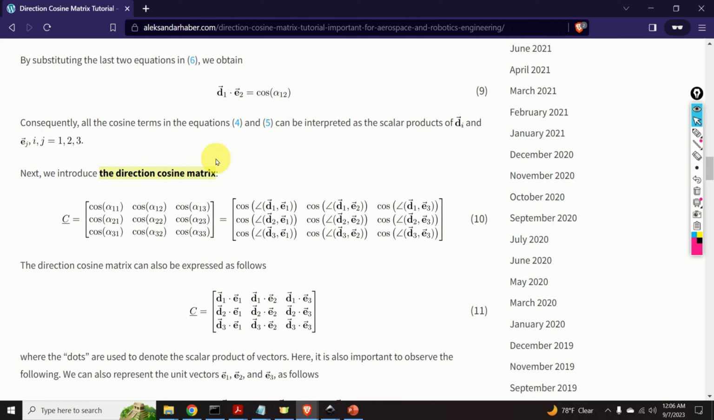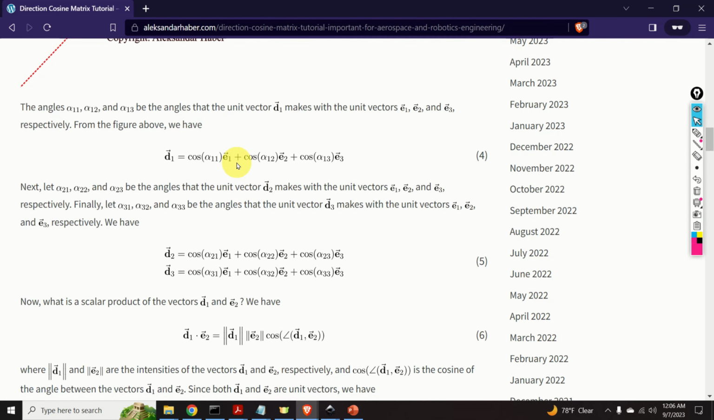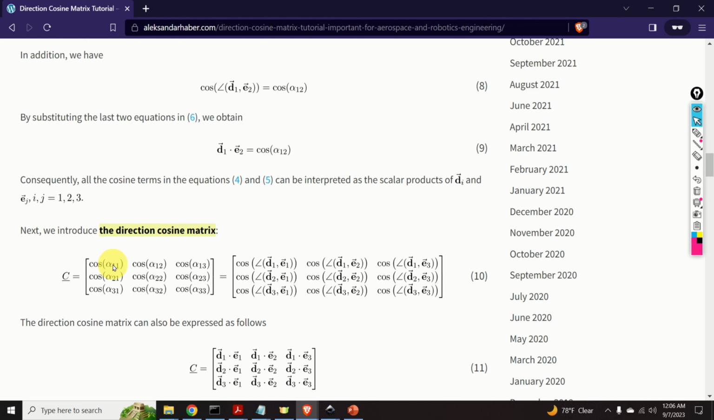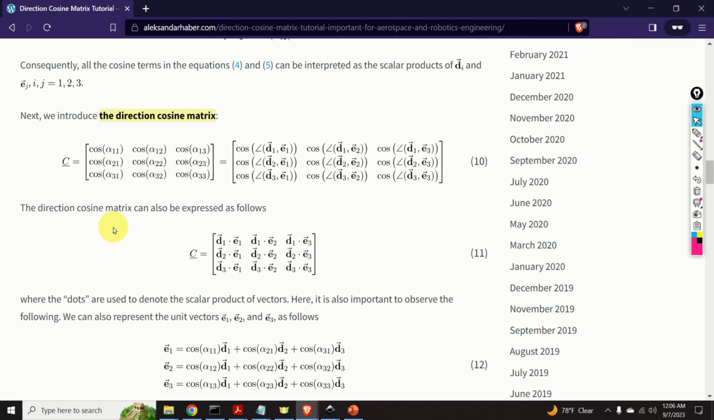Now, if we go one step back in our derivations, we will see that, for example, this term is the cosine of the angle that the unit vector d1 makes with the unit vector e1. Similarly, this term over here is the cosine of the angle that the unit vector d1 makes with the unit vector e2. And similarly, we can interpret all other terms. Furthermore, we can write the direction cosine matrix like this.